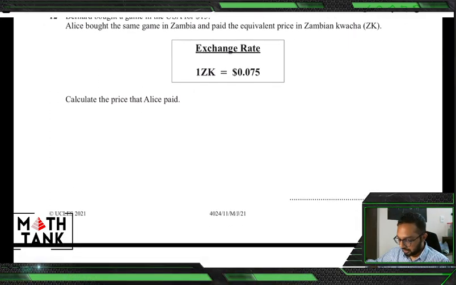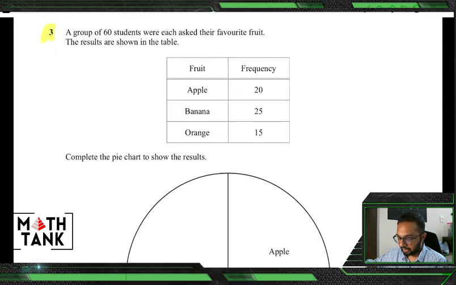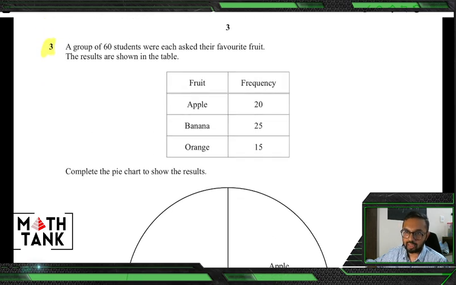Moving quickly to the next question. A group of 60 students were each asked their favorite fruit. The results are shown in the table. Complete the pie chart. Remember that the pie chart is about calculating angles. The sum of the angles should add up to 360. So you should have a column that says angles, and you have the total 60, and the angles should add up to 360.